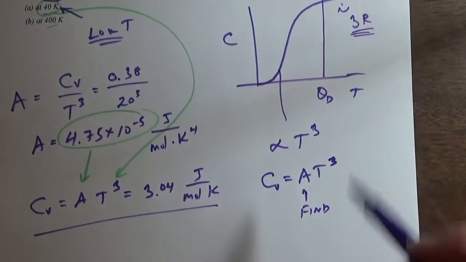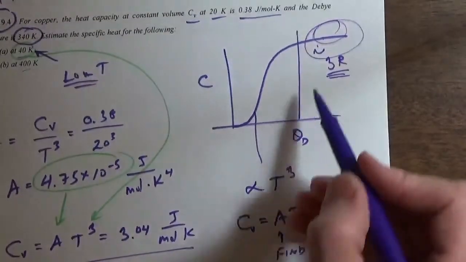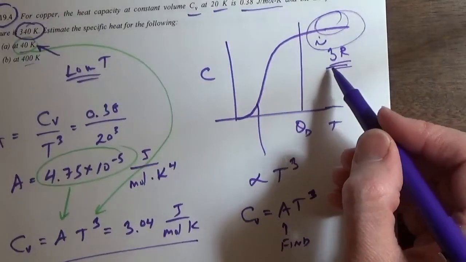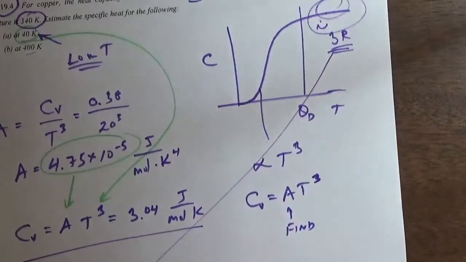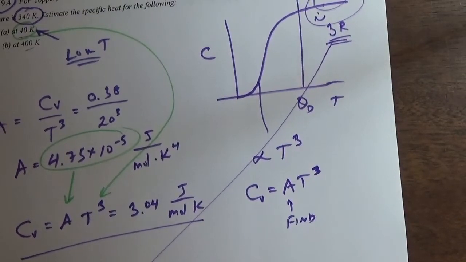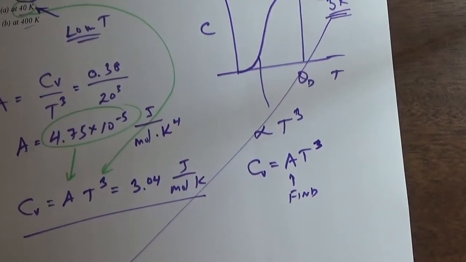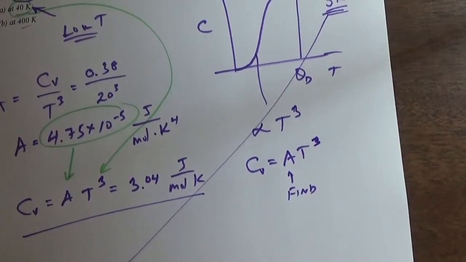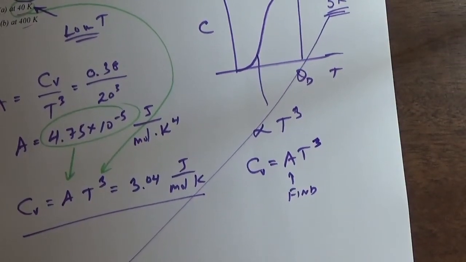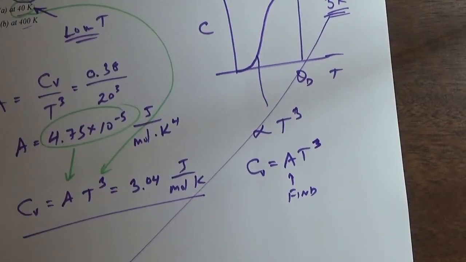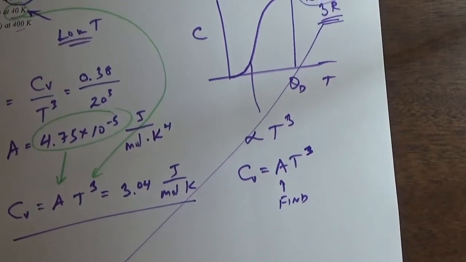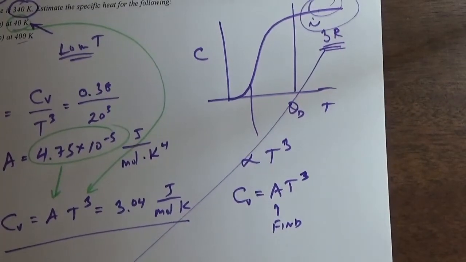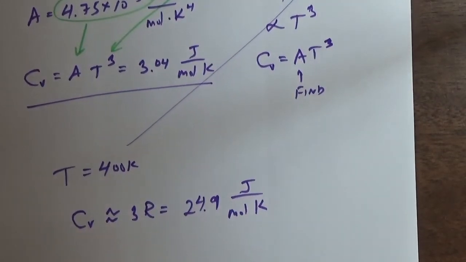And then up here in the high temperature limit, where we have around 3R, CV is approximately 3R, which is equal to 24.9 joule per mole K. Which is again all kind of in the same range for a good conductor.